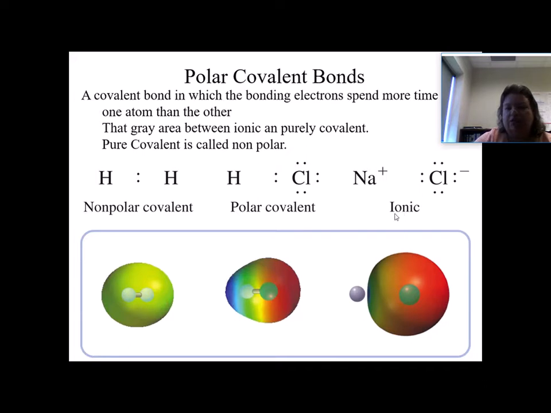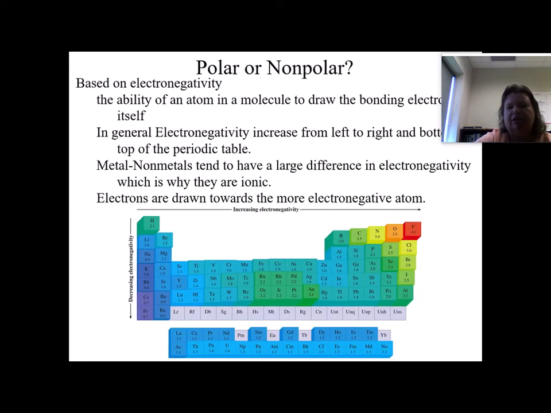Whereas ionic, which we've discussed already, this electron has been given up and been given to the chloride. And so that's what's shown here, there's no sharing of the electrons at all in an ionic compound. So how do I tell if something is ionic?